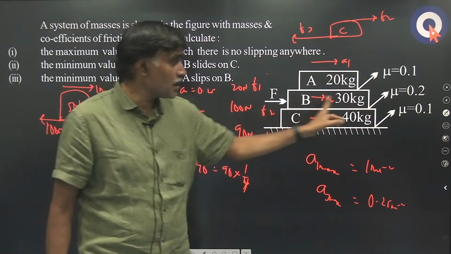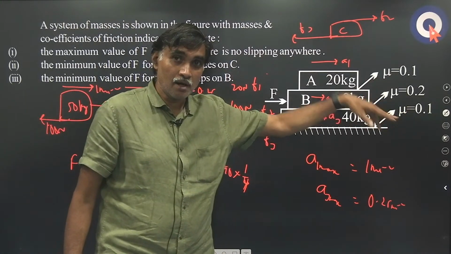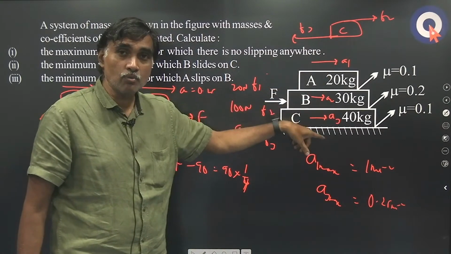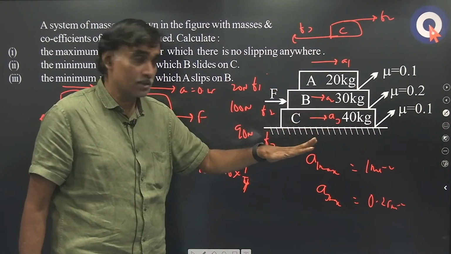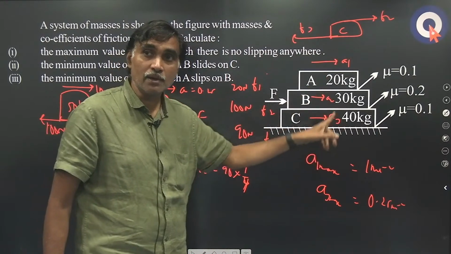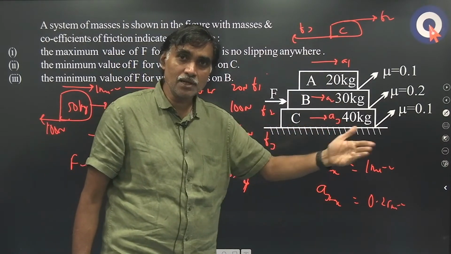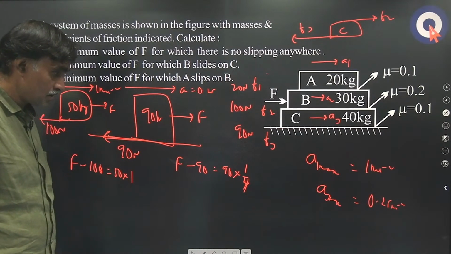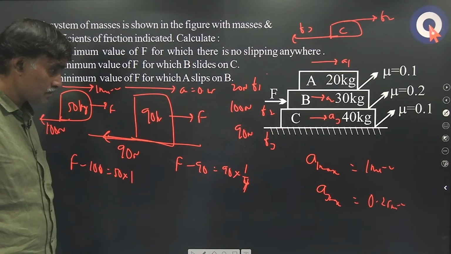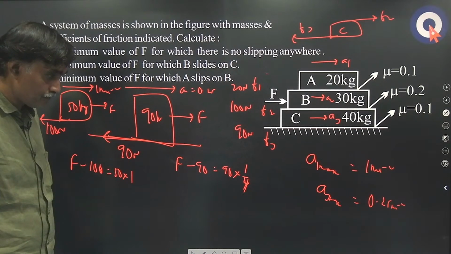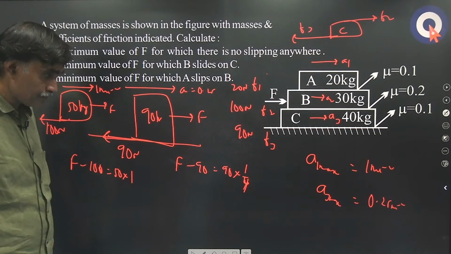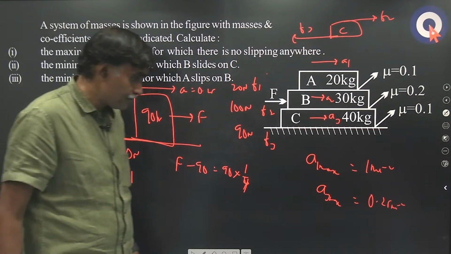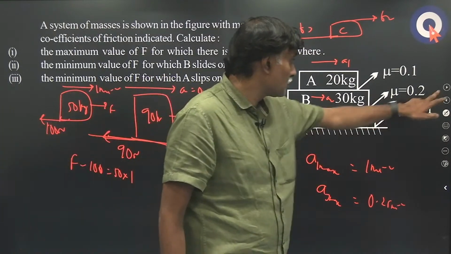And once this force becomes more than 150, all the three blocks will have different accelerations. Then the upper block and lower block will have constant accelerations, that is 1 meter per second square and 0.25, but the middle block's acceleration varies with the force. Okay, it will be more than 1. Any doubt? Okay, so next question we will see.